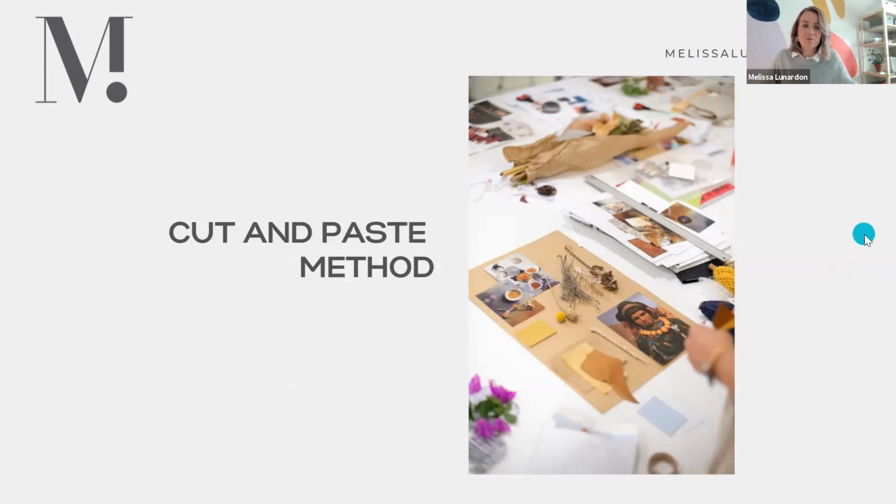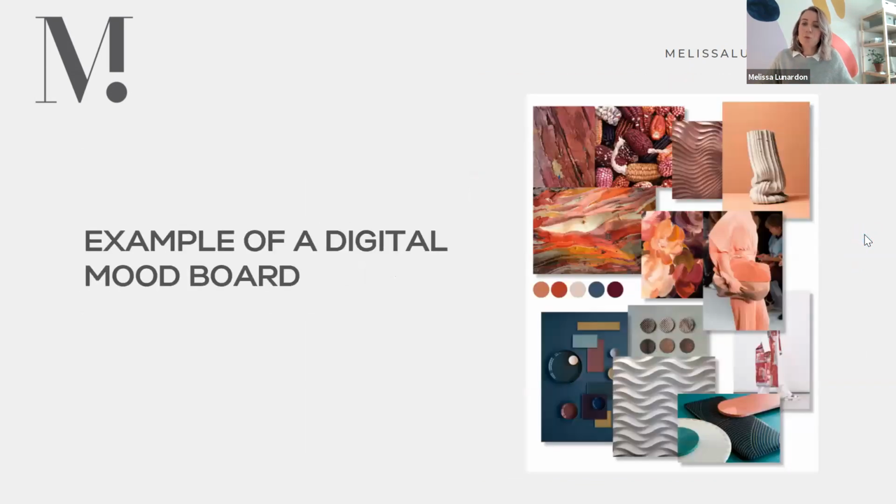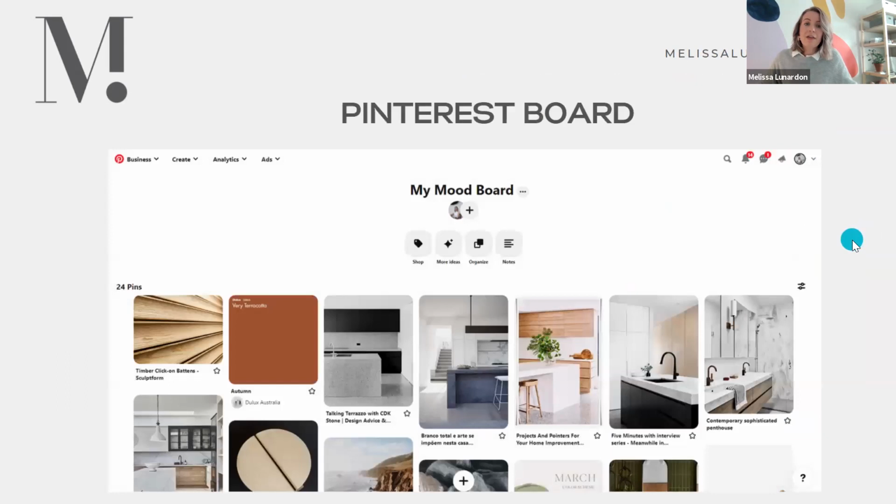The second option is a digital mood board. Whether it be something in Photoshop, InDesign, or even if you're not that tech savvy, it could just be a PowerPoint presentation of a collection of images that you can save on your desktop or print out later. And the third example, which is probably what gets used quite often with our clients, is a Pinterest board. You can pin lots of images that you see online and save them to your boards.